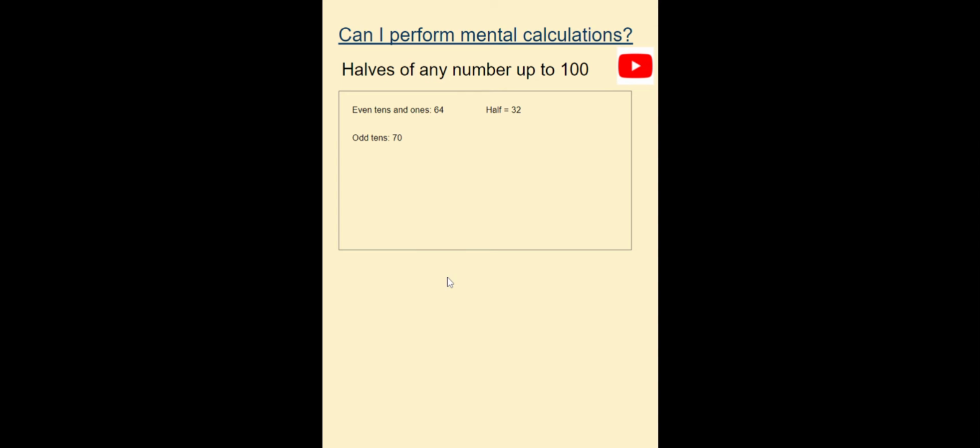When I have an odd number in the tens column, I will partition the number to make it easier for me. So I'm going to think about 70 as 60 and 10. Half of 60 is 30 and half of 10 is 5. So half of 70 is 35.